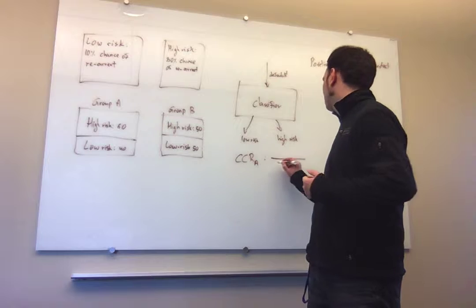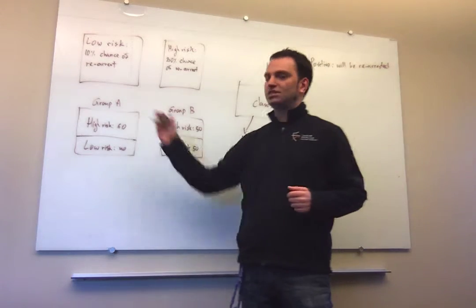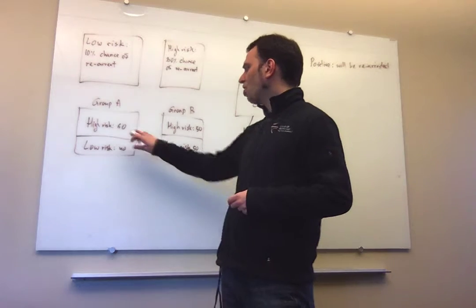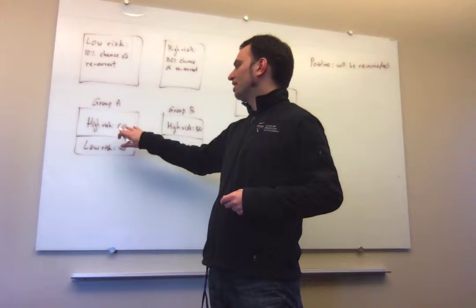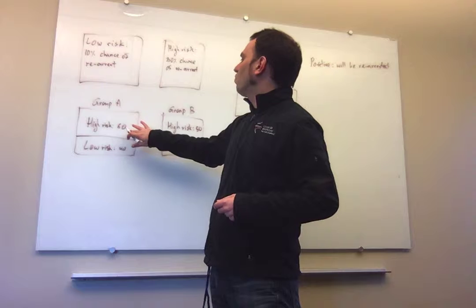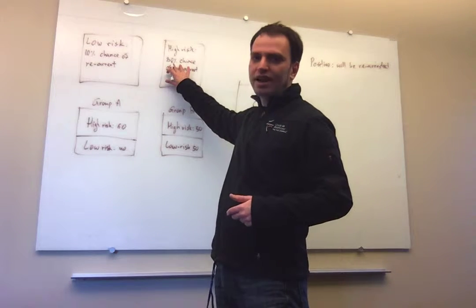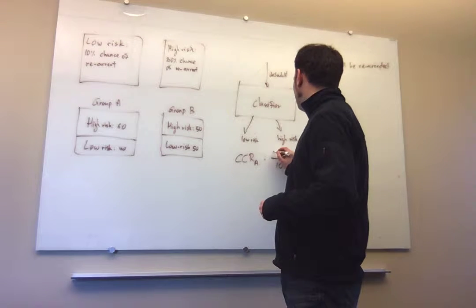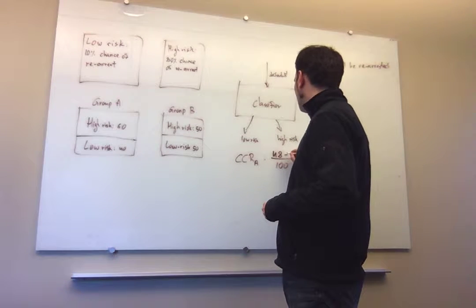So the total number is 100, just because we have 60 high risk, 40 low risk, so 100 in total. So how many of those do we get correct for the 60 and the 40? For 60, we get 80% correct. So 80% of 60 is 48. So we can say 48 we got correct.